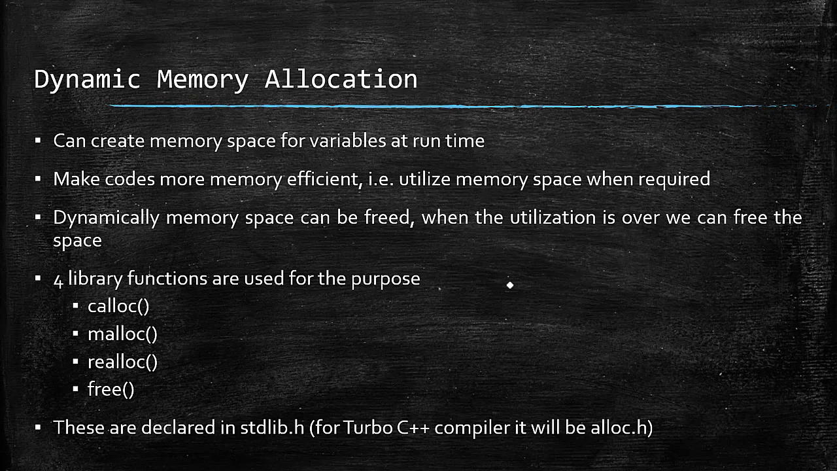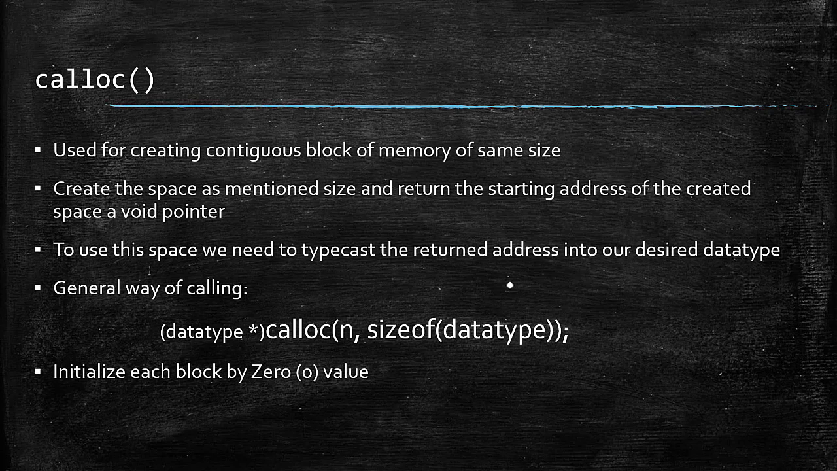In C language, there are 4 library functions which are used for dynamic memory allocation. That is calloc, malloc, realloc, and free. We are going to see all the 4 operations in detail. These library functions are declared in the stdlib.h header file. In the Turbo C++ compiler, it will be in alloc.h. To use these 4 functions, you need to include stdlib.h, or in case of the Turbo C compiler, you need to include the alloc.h header file.